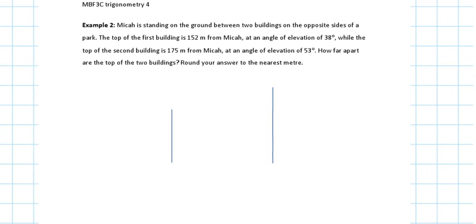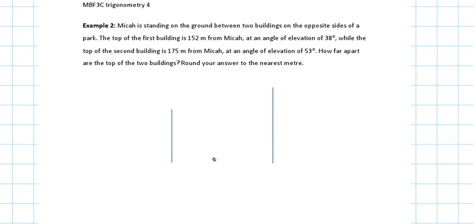So let's put this as Mika. It's not in the middle, right? It doesn't have to be. Now, if you're looking at the top of the first building, it's 152 meters from Mika at an angle of elevation of 38 degrees. So, where would that be?